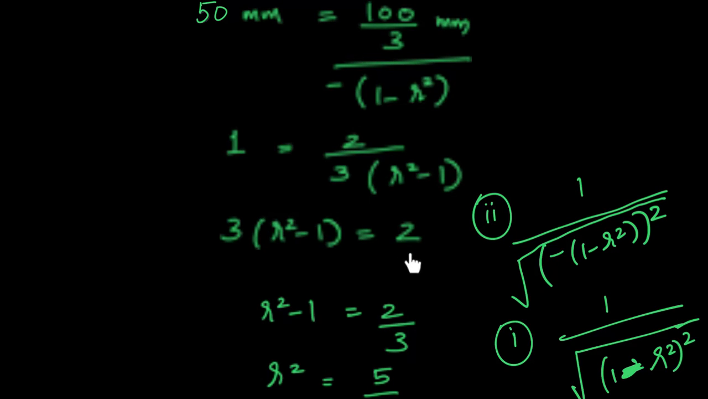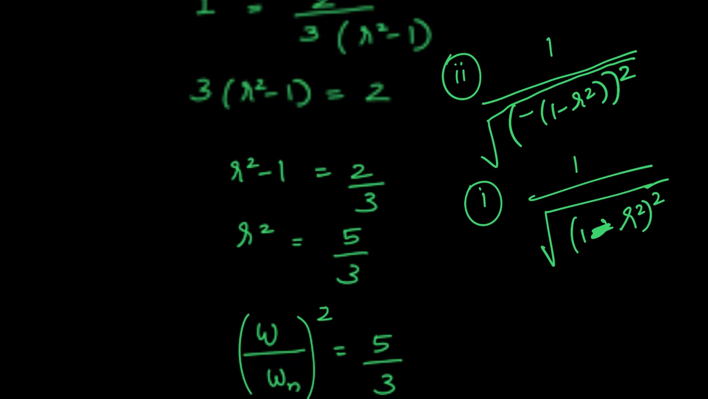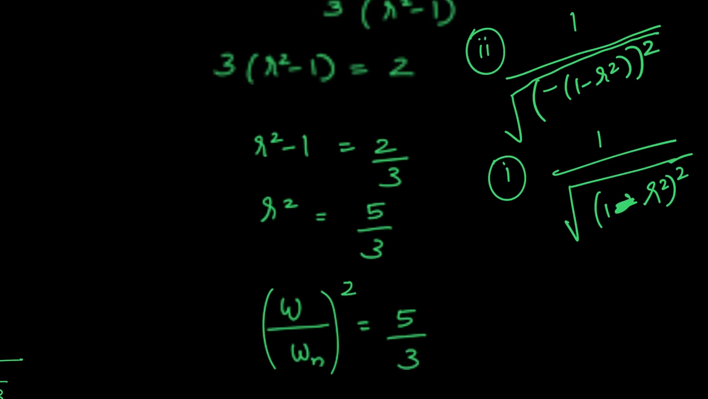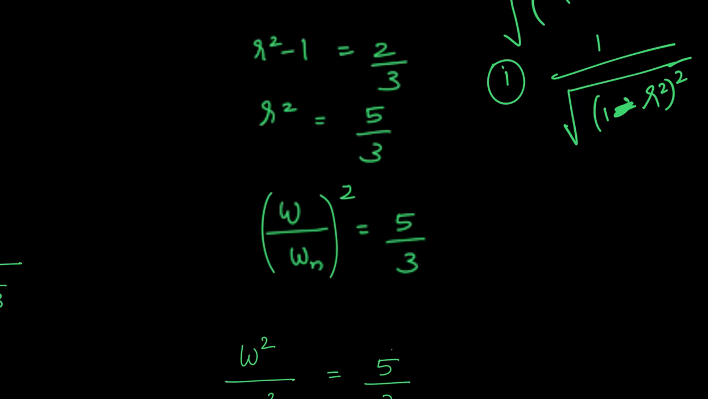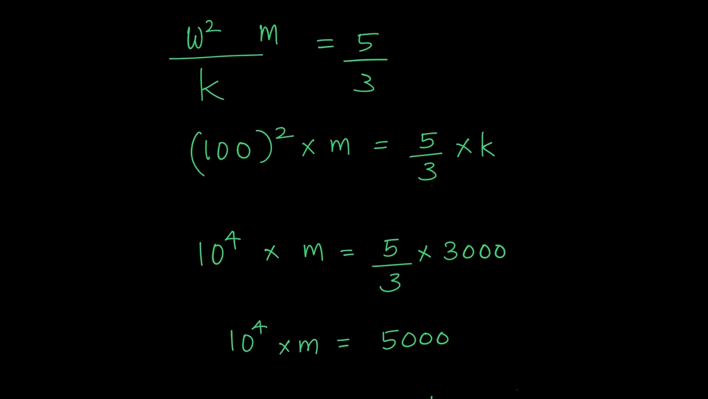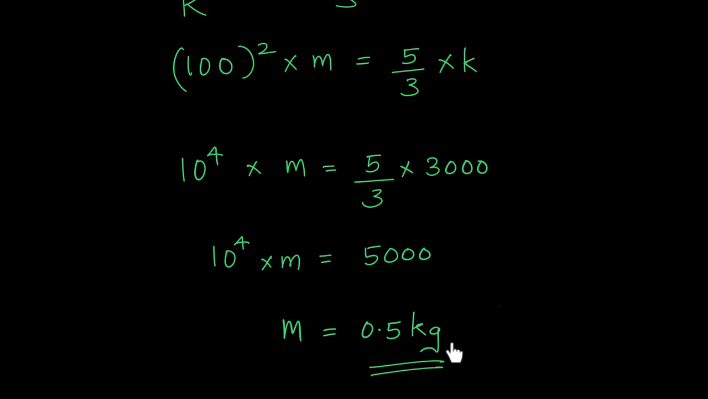This is something which I missed out in the initial phase of the problem. I intentionally did it so that you will have an idea, or you will treat this kind of problem with much more care. Then repeating the same exercise for this particular case, we will get r square equal to 5 by 3, substituting for r square, omega square divided by omega n whole square. Simple maths, and you will finally end up with a value of m equal to 0.5 kg.